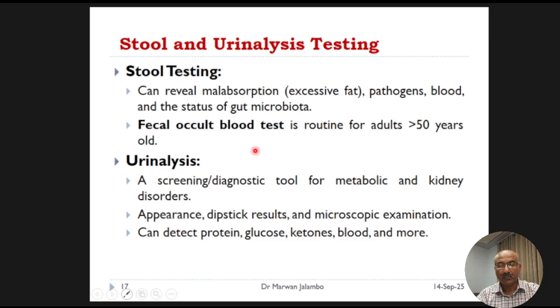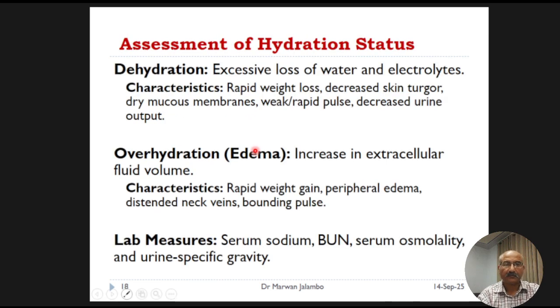One of the most critical factors that influences nearly all of our lab results is the patient's hydration status. So, assessment of hydration status. Assessing hydration is vital because water dysregulation can be associated with many other problems like electrolyte imbalances. So we primarily look for two conditions. The first, dehydration, which is the excessive loss of water and electrolytes.